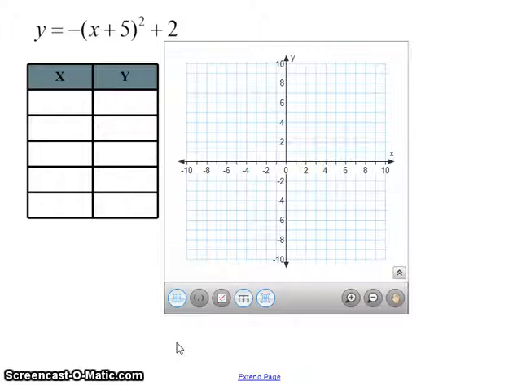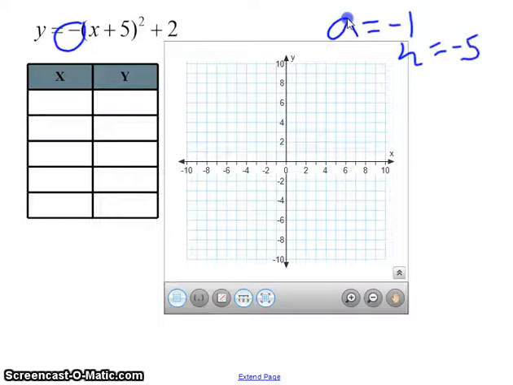All right, for this problem, what's the value of A? Somebody said negative 1, good. What's the value of H? Negative 5. What's the value of K? 2. Where's the vertex? (-5, 2). Good. Is it concave up or concave down? Down. Yes. Because A is negative, it's concave down.